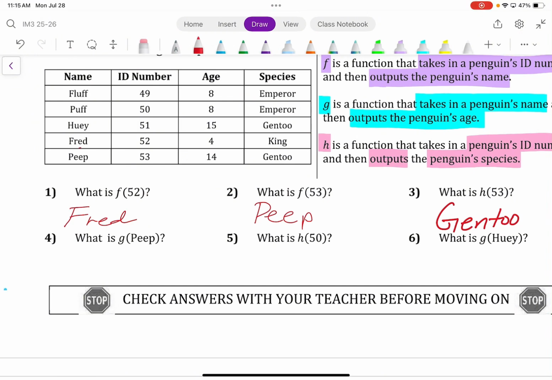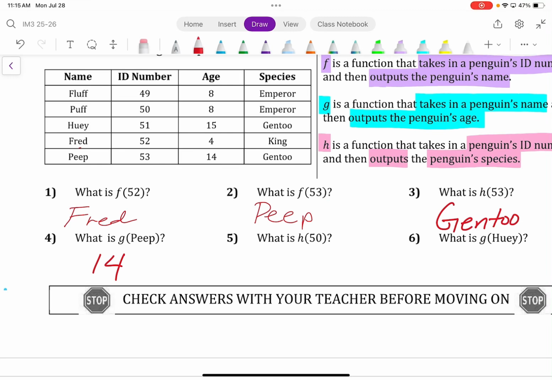And then what is g of Peep? So now we take in the name and output the age. So basically we're asking, what is Peep's age based on the computer? Elise, what is Peep's age? 14. He's 14. Great. Okay, moving on to h of 50.